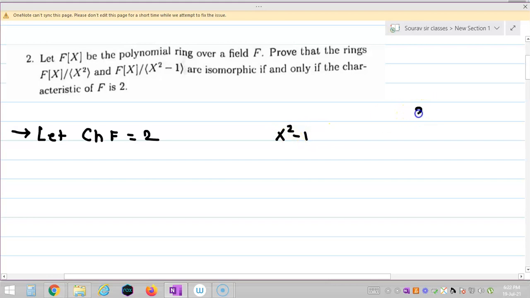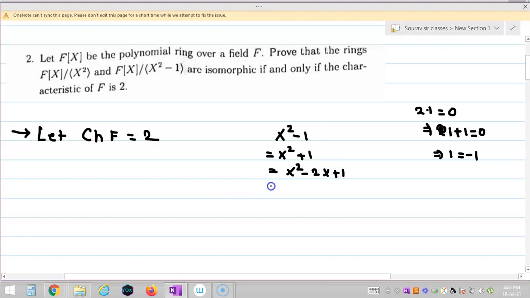Now observe that 2 times 1 is equal to 0, as the characteristic of F is equal to 2. So 2 is equal to 0. I can write 2 as 1 plus 1 is equal to 0. So I can write 1 is equal to minus 1, so I can write this minus 1 as plus 1. Now, as this is a field with characteristic 2, I can write this. So this is nothing but (x minus 1) whole squared.